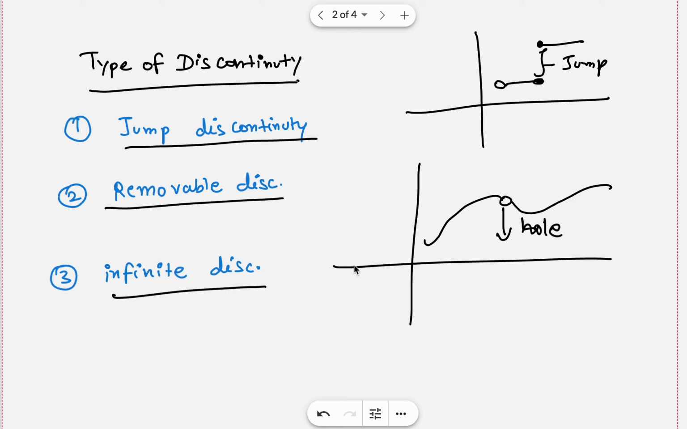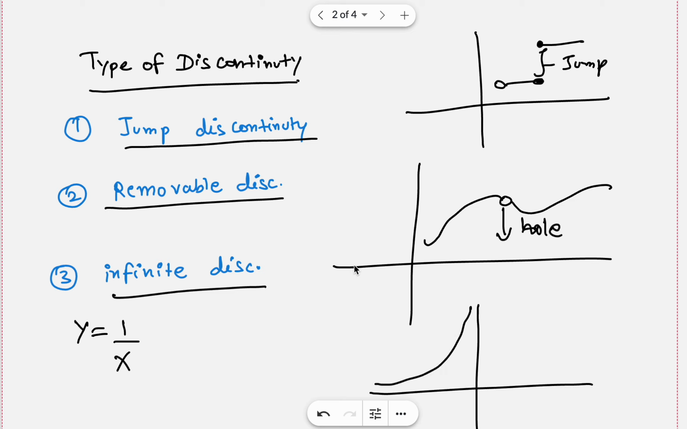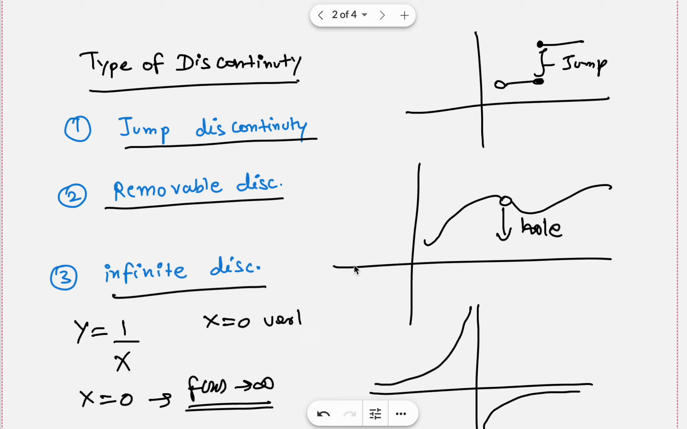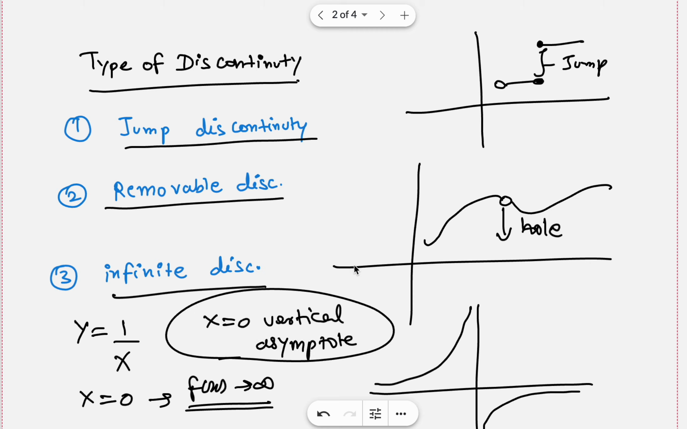Now the next is infinite discontinuity. Suppose I have y equal to 1 over x. The graph of this will look like this. At x equal to 0, this f(x) tends to infinity. So at x equal to 0, this graph is not continuous. At x equal to 0, we can also say there is a vertical asymptote. So this is known as the infinite discontinuity.